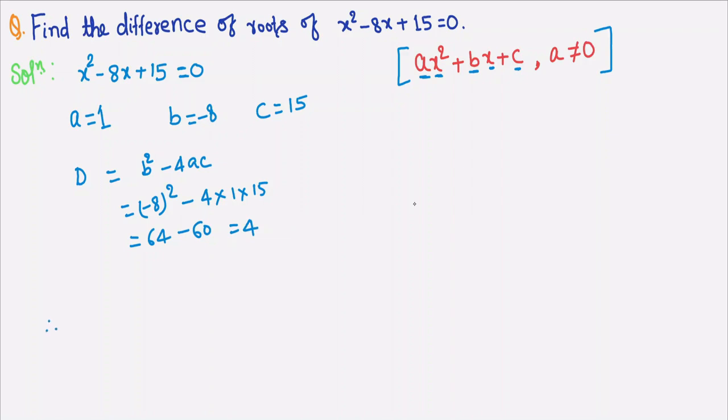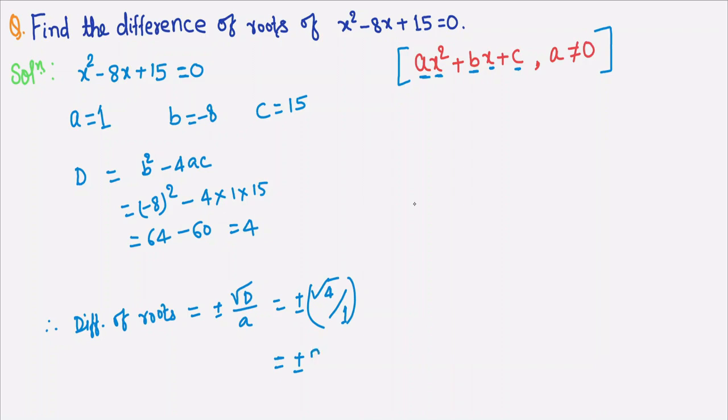Suppose you already know that generally we assume alpha and beta are its roots, so directly you can write difference of roots is equal to plus minus square root of D by a. So plus minus, what is D? 4. So take its square root and divide by 1. So you will get plus or minus 2.